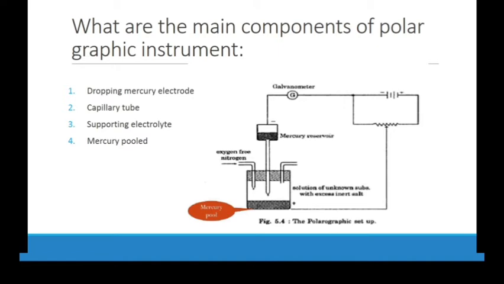So now we will talk about basic components. First one is the dropping mercury electrode, which is this one. Then we have this capillary tube. This one is the dropping mercury electrode, and this drop is known as the cathode. And then we have supporting electrolyte. Like in potentiometry we have inert electrolyte in the salt bridge which completes the circuit. But what is the role of supporting electrolyte? I will discuss in my next slide. And then we have the mercury pool, which is the anode.